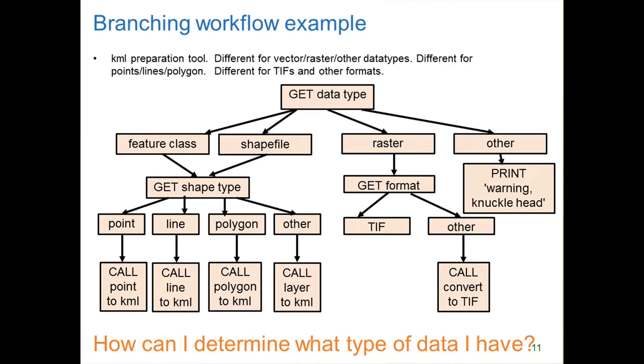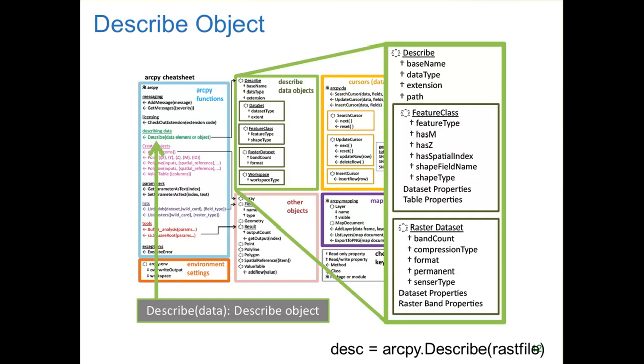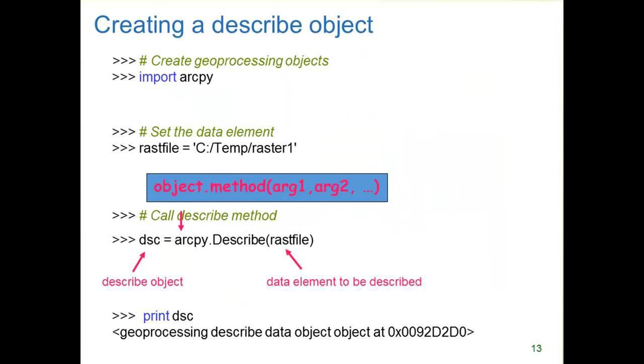There's something called the describe method. And that's on our cheat sheet here, describing data, and it's a function that you say arcpy.Describe, and you pass in the name of the data that you want to describe. So here we're assuming we have a variable defined, so getty_rast or something. And what it does is it returns a describe object. In this example, we're going to import arcpy because we've got to use that Describe. We've set up a variable to hold our data name.